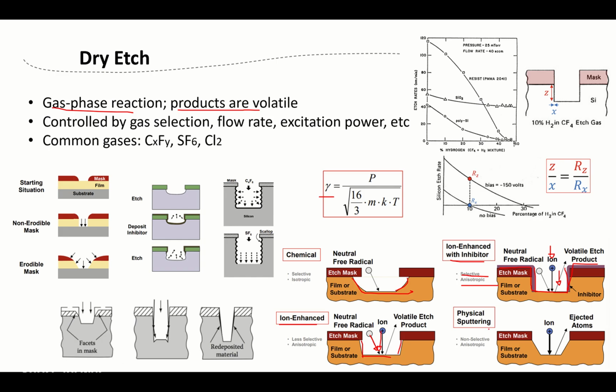Next is physical sputtering. You just physically sputter all the materials with ions. So it will be very non-selective, etching away everything, but it will be anisotropic.